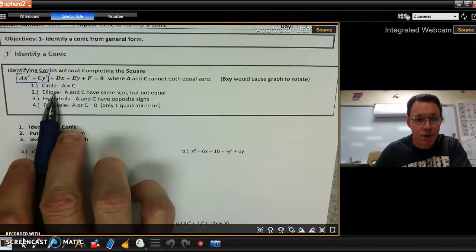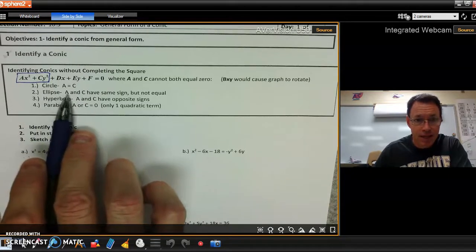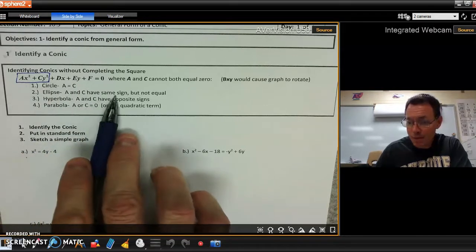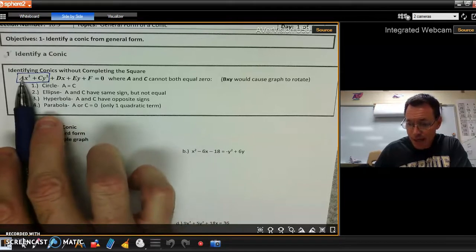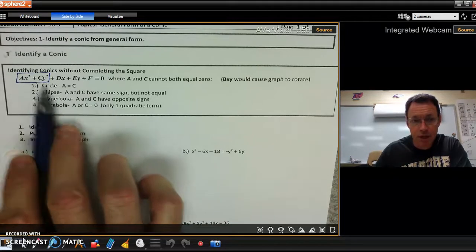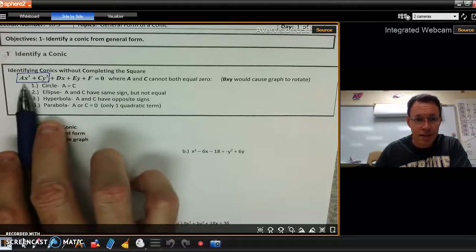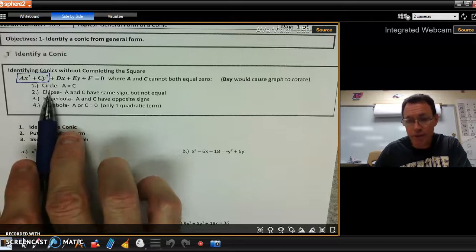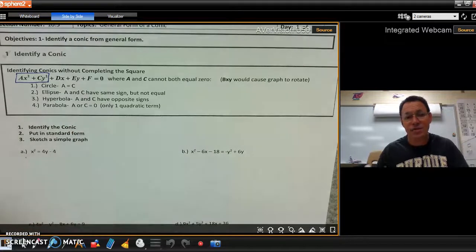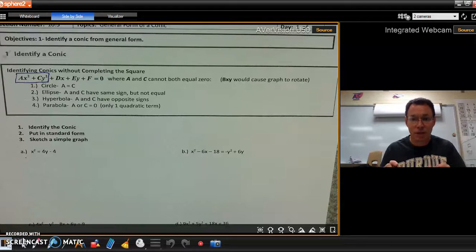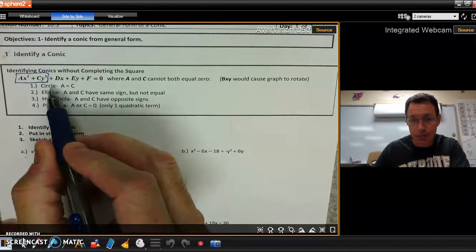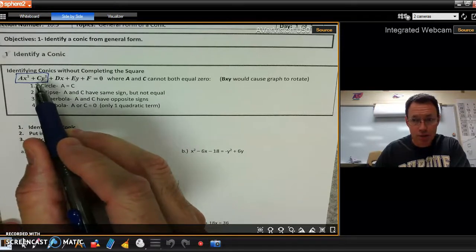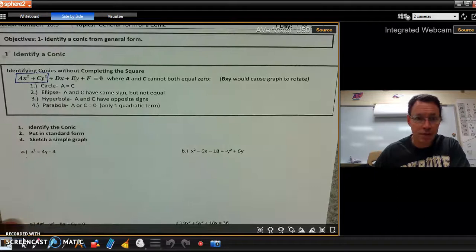If those 2 numbers are different, so if A and C are different values, but they both have the same sign, so if that's a positive 2 and that's also a positive 2, then you're going to have an ellipse. If that's a negative 7 and then that's also a negative 7, you are going to have an ellipse. Okay, so they have the same sign, but they have to be different numbers. If they're the same number, then you're going to have a circle. So if that's a 2 and a 2, it's a circle. If it's a 2 and a 3, that's when you have an ellipse.